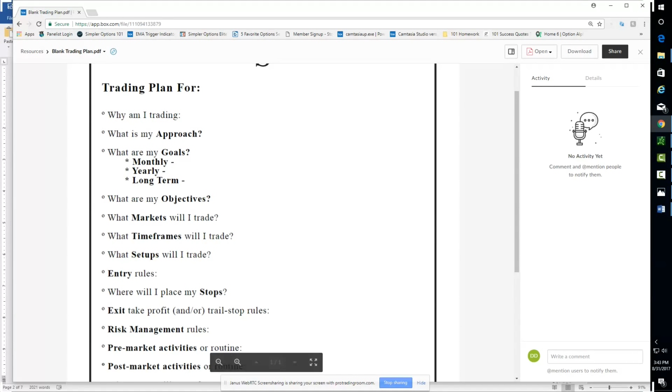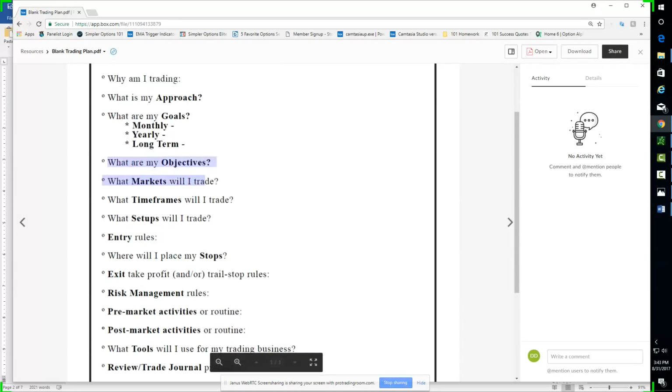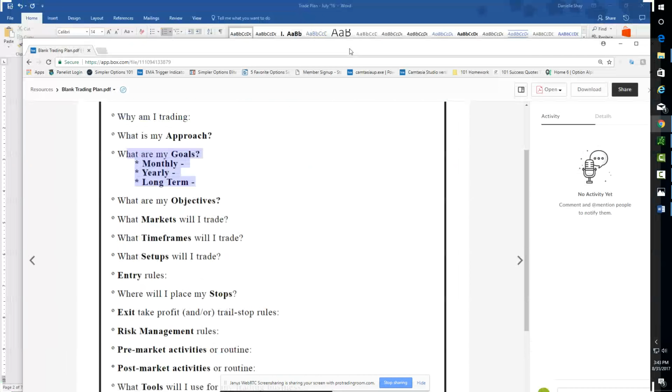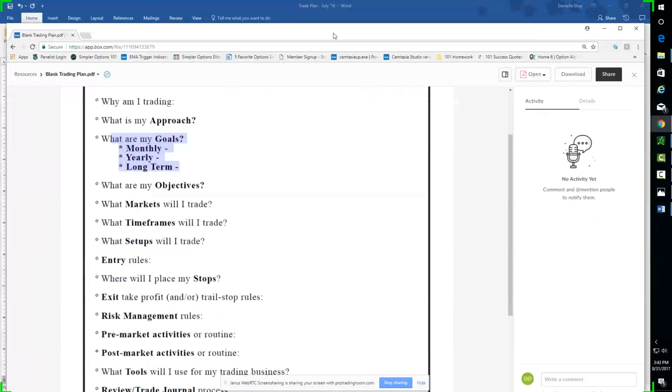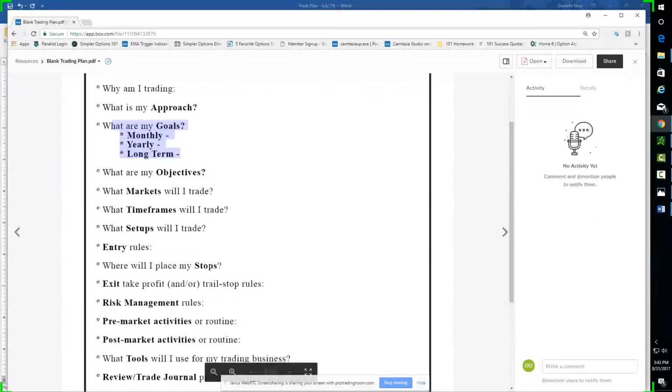So let's see. All right. What are my objectives? So those are my objectives, long-term goals, and this is written in my trading plan down here, which I will get to in just a minute. I just wanted to go over this basic guideline that I have right here. All right. So what markets will I trade? Are you guys pretty clear about what markets you like to trade?